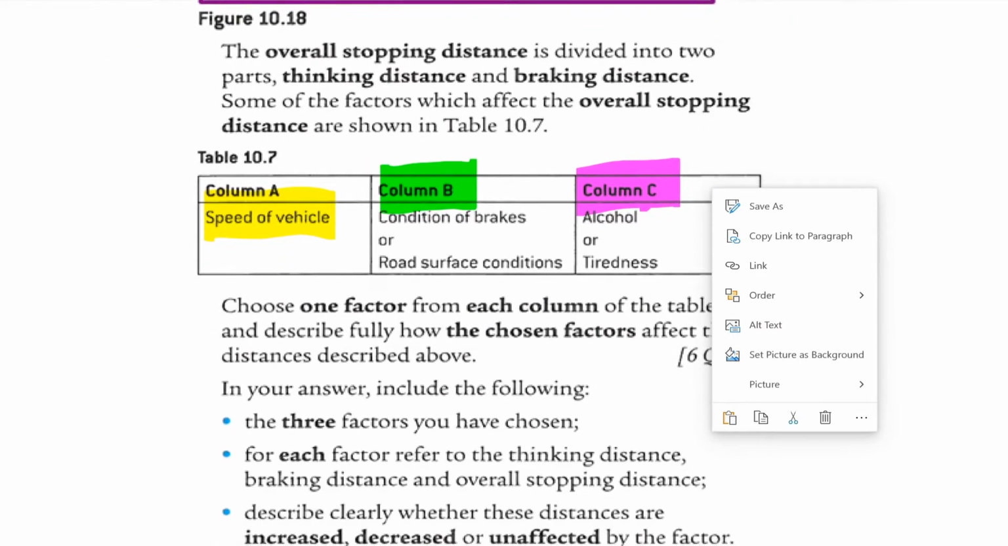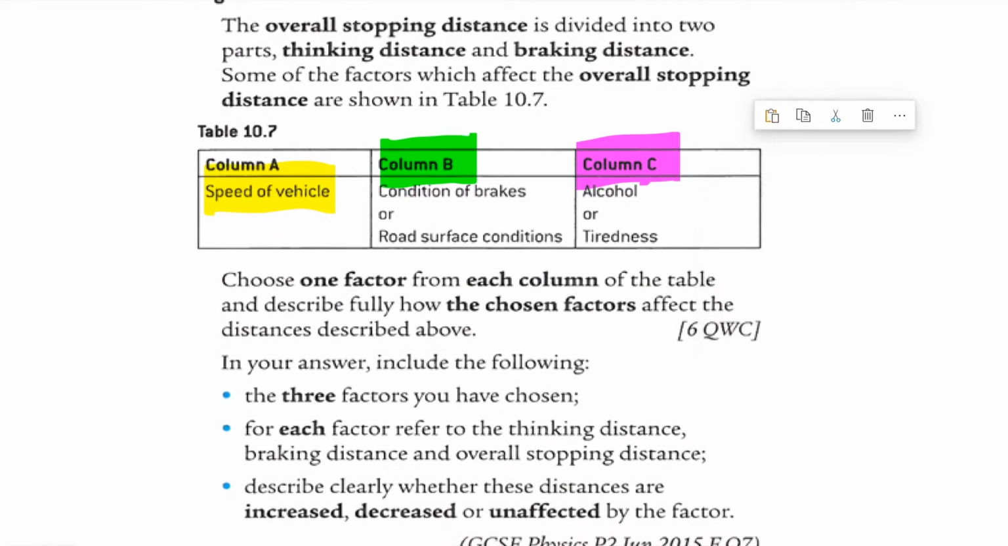Now, underneath, it gives a table. It says the overall stopping distance is divided into two parts, thinking and braking distance. We just looked at that. Some of the factors which affect the overall stopping distance are shown in table 10.7 below. I've just highlighted those in 3 colours, and I'll explain why in a moment. Choose one. Look at this.